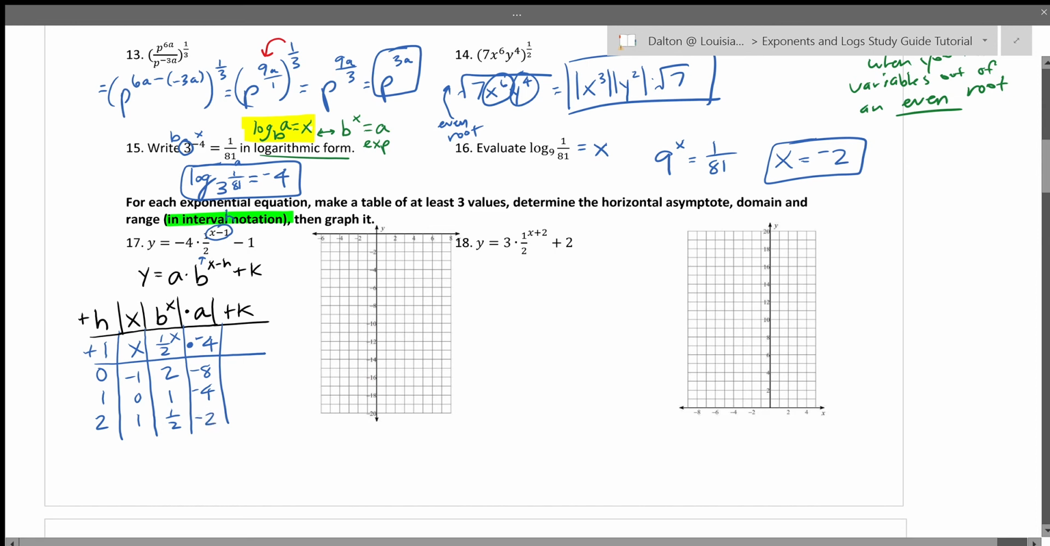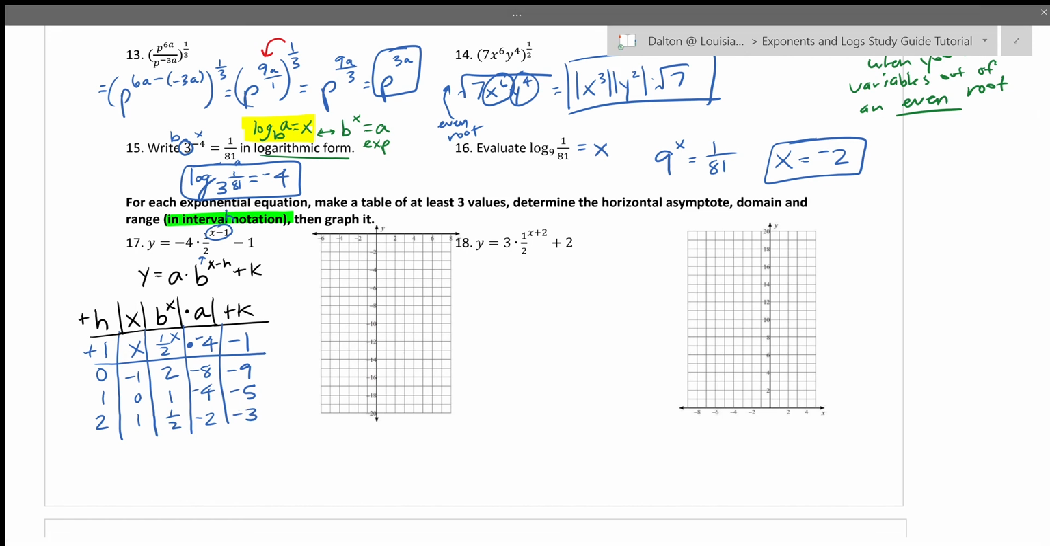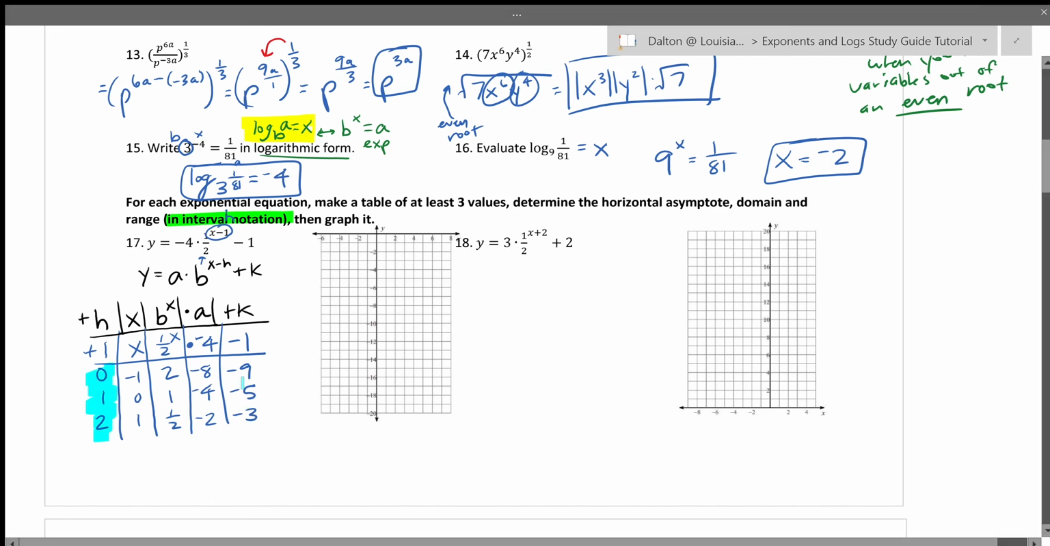And then lastly, plus k. In this example, k is -1. So -8 minus 1 is -9. Then -5. Then -3. So these outside numbers, outermost numbers, are your coordinate points. Those are the numbers that you are going to graph. 0, -9. 1, -5. 2, -3.